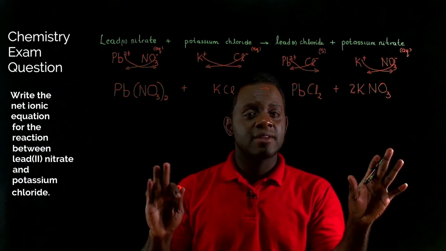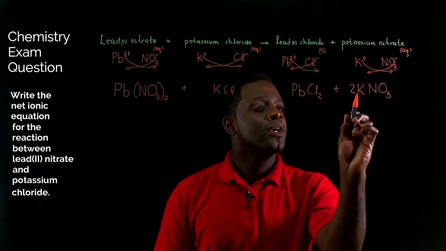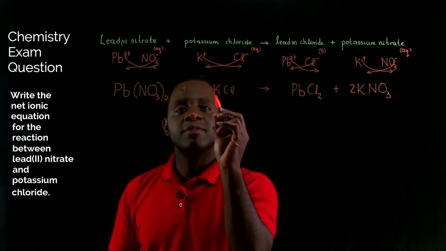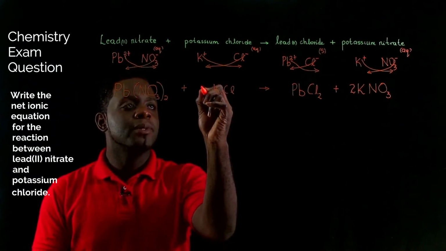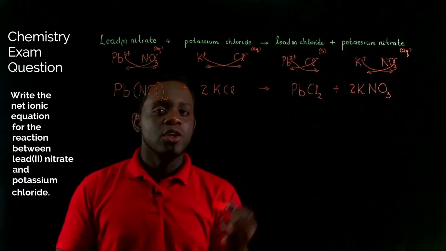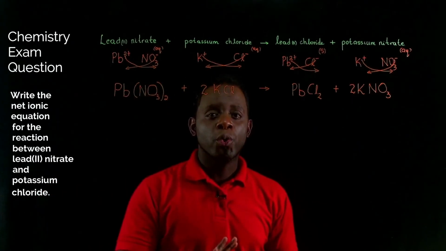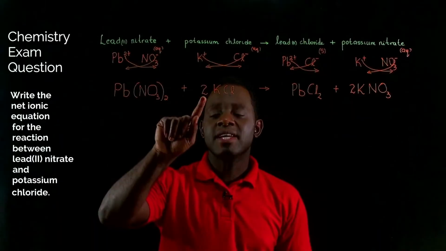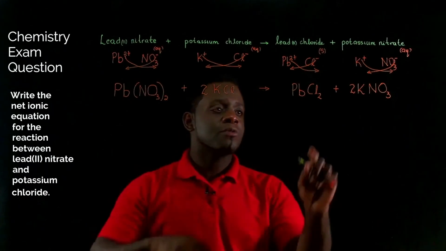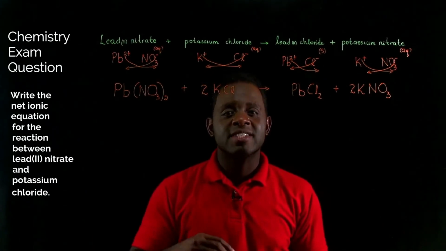That's now balanced, but this 2 affects the potassium. Now we have 2 potassium on the right and 1 on the left. We need a 2 in front of the potassium chloride to balance the amount of potassium in the equation. Lastly, we need to check our chloride ions. On the left hand side, we have 2. On the right hand side, we also have 2. So our equation is now balanced.